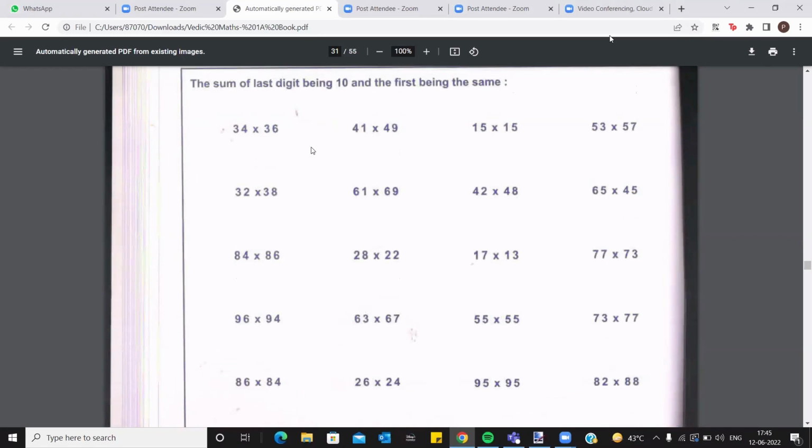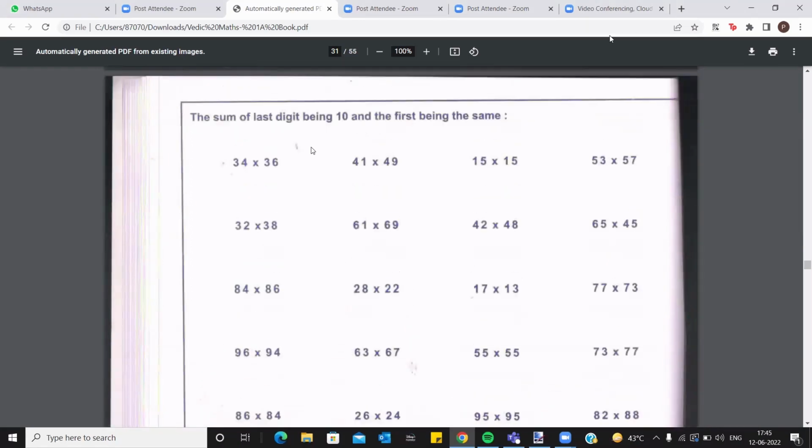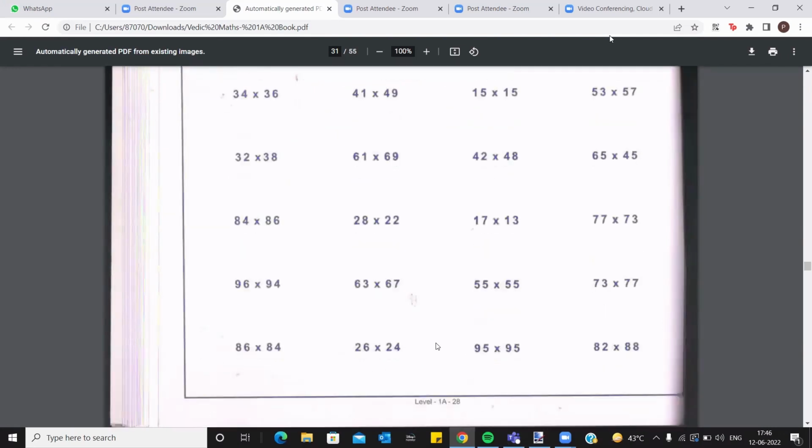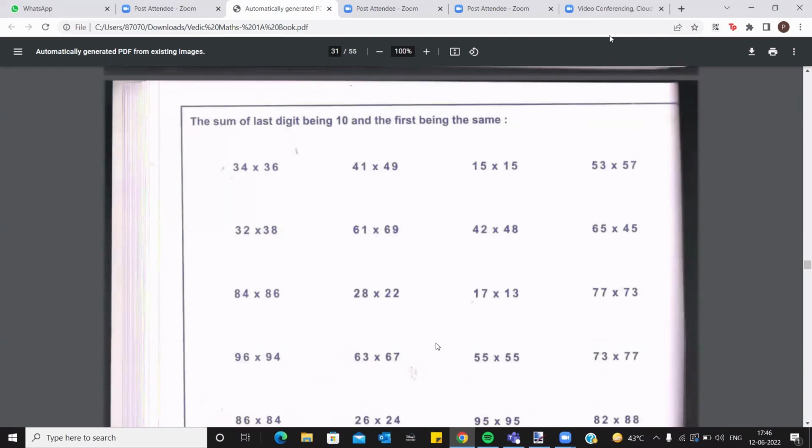The next heading is page number 28. The next heading is the sum of last digit being 10 and the first digits being the same. You guys can see the heading, right? Yes, ma'am. Okay. Page number 28.